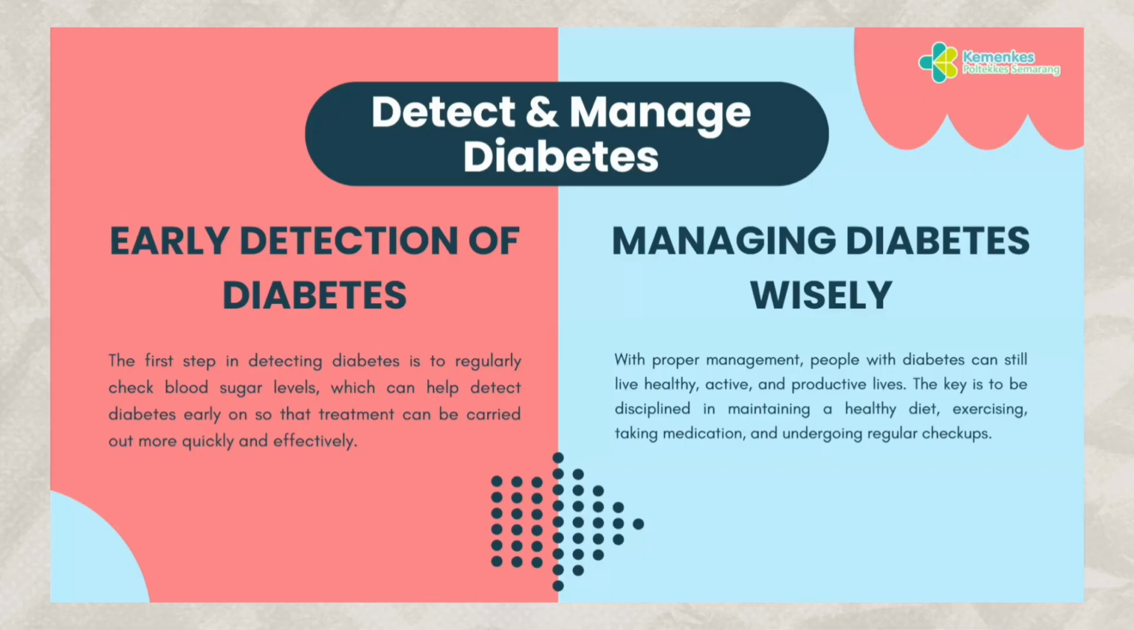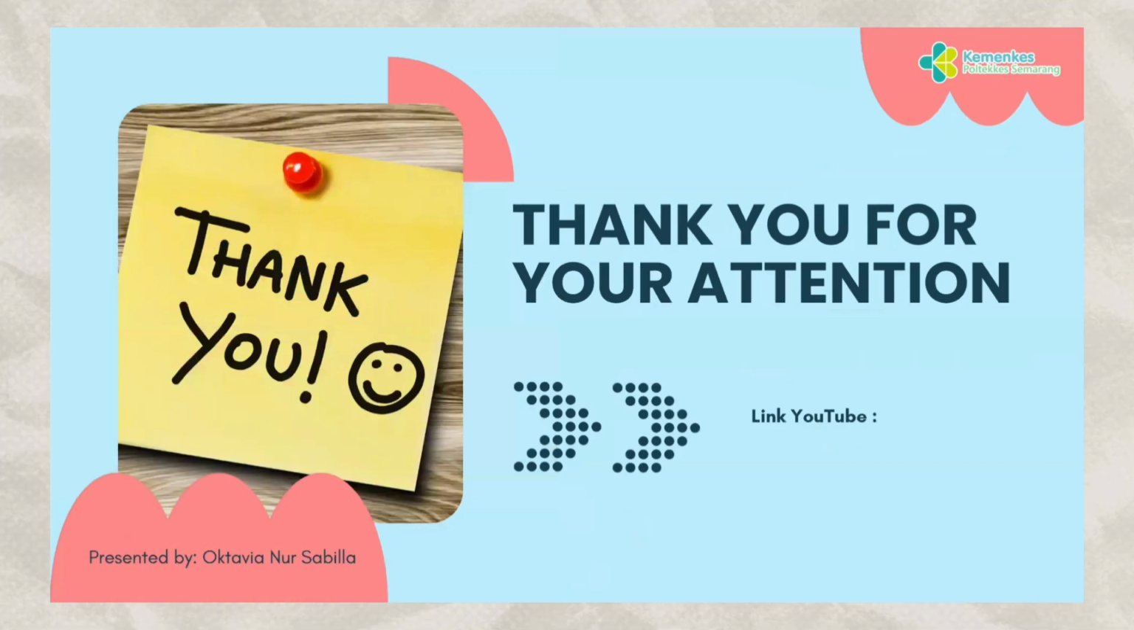Okay? In conclusion, diabetes is a disease that can have serious consequences if left uncontrolled. However, with early detection, prevention, and proper management, the risk of complications can be minimized and quality of life can be maintained. Okay, alright, that concludes my presentation.